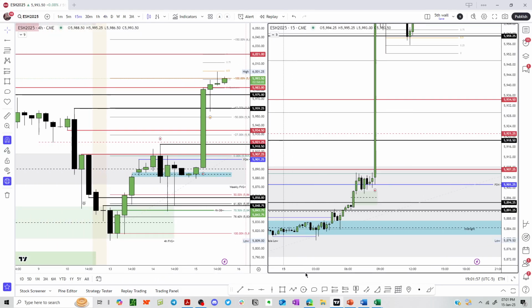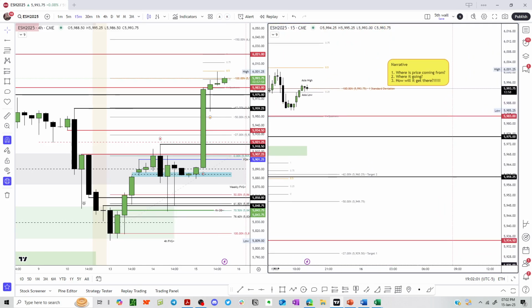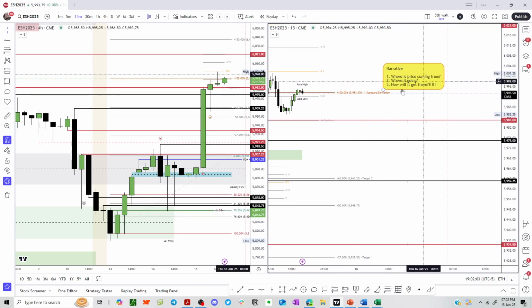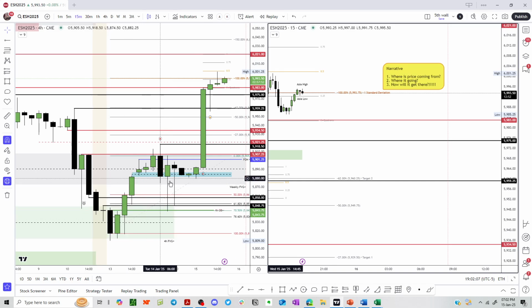So that's that. And this is why I got into the story about the narrative, right? Where is price coming from? You can see it. It's coming from a retracement on a 4-hour chart with a huge confluence of strong bullish PD arrays here. Again, the 4-hour order block, 4-hour fair value gap, 4-hour inverted fair value gap.